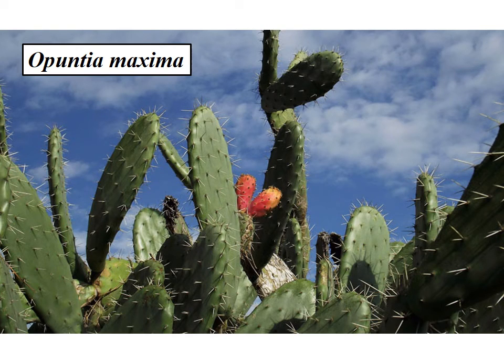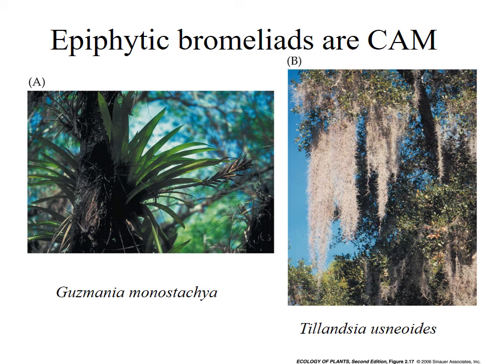This is what a typical CAM plant might look like. This is a cactus, Opuntia maxima. As I mentioned, most CAM plants are very succulent because they have to store large vacuoles so that they can store high quantities of malate. But CAM really is an adaptation to extremely dry environments, so the kind of plants we might imagine are like the cactus that we just looked at.